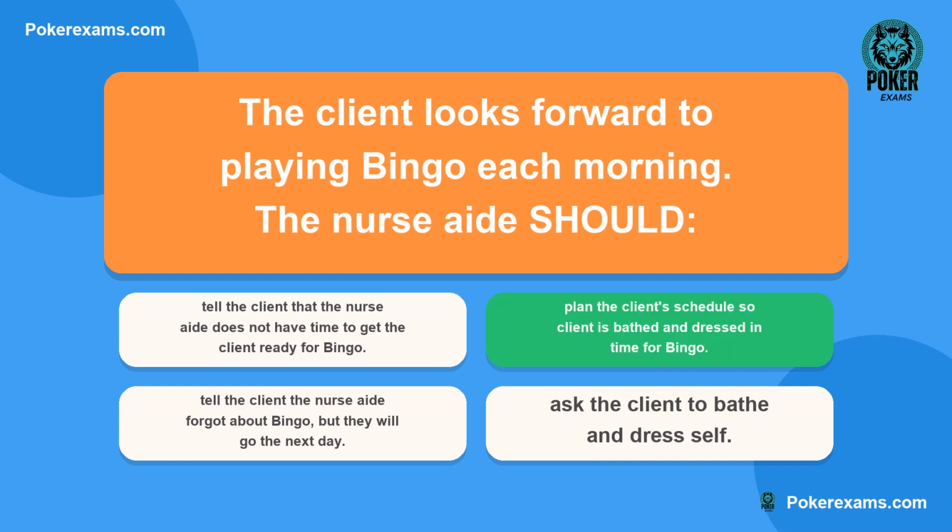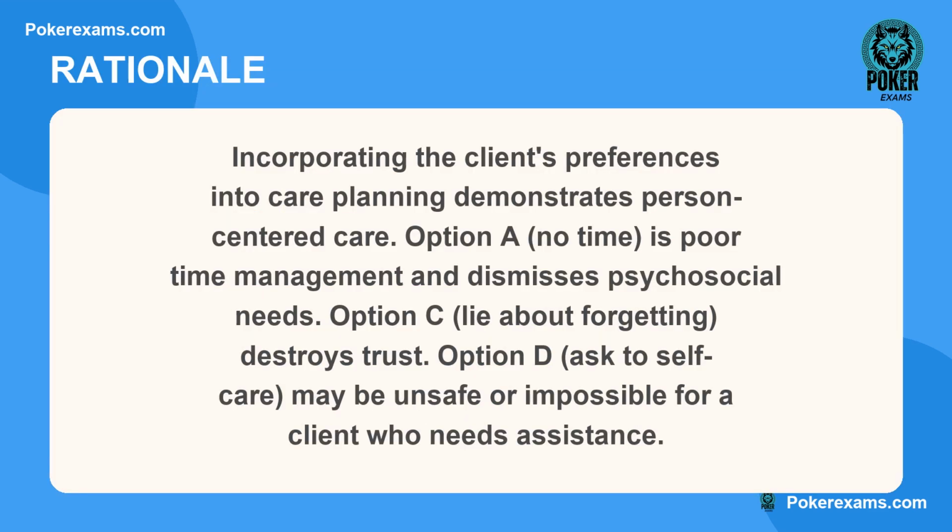The correct answer is B. Here is why. Incorporating the client's preferences into care planning demonstrates person-centered care. Option A, no time, is poor time management and dismisses psychosocial needs. Option C, lie about forgetting, destroys trust. Option D, ask to self-care, may be unsafe or impossible for a client who needs assistance.